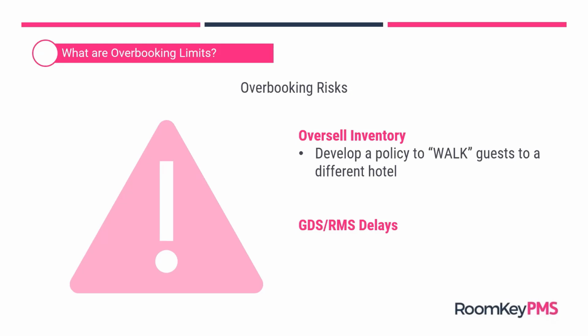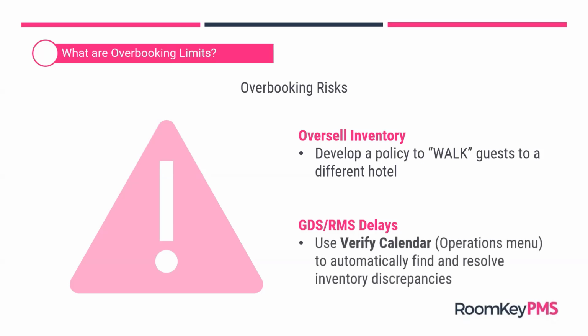If you are allowing overbooking to occur and that overbooking inventory is being sent out to your GDS distribution channels or direct connects like Booking.com or Expedia, it is possible for there to be a delay in communicating that inventory out to those GDS providers, as well as receiving inventory messages back from GDS providers or an RMS strategy tool like Ideas. So we do have a tool inside RoomKey called Verify Calendar.